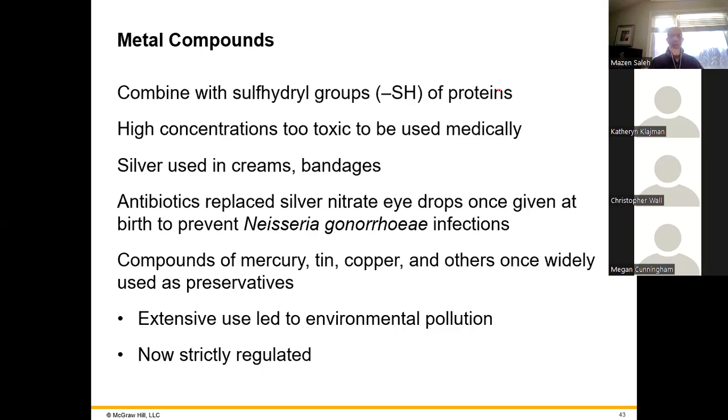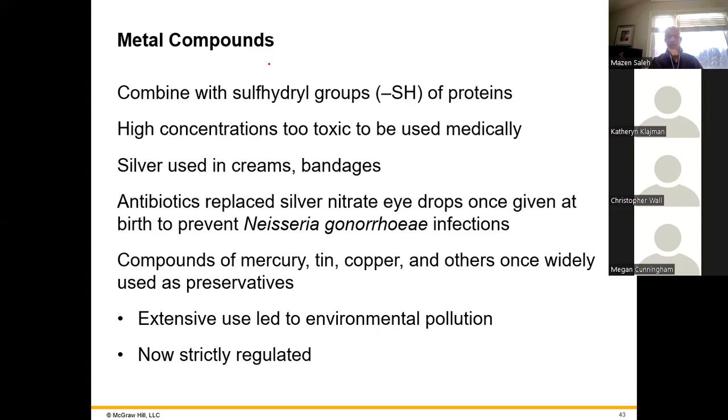Metal compounds, okay, they combine with sulfhydryl groups of proteins, so cysteines and methionines. High concentrations are considered too toxic to be used medically. Silver is used on some occasions in some creams and bandages because it is relatively cheap. Of course, we don't go to using things like mercury or lead, even though they might be effective, because they are quite toxic, but not so much for silver.